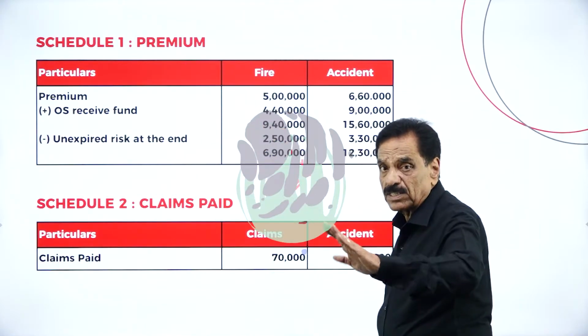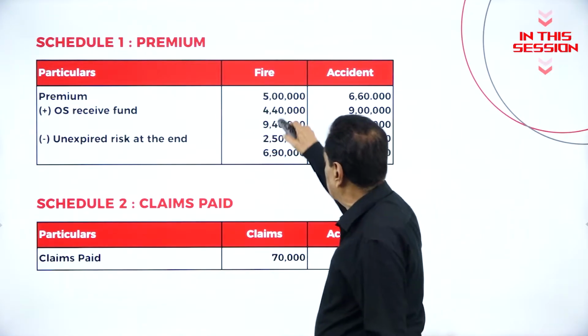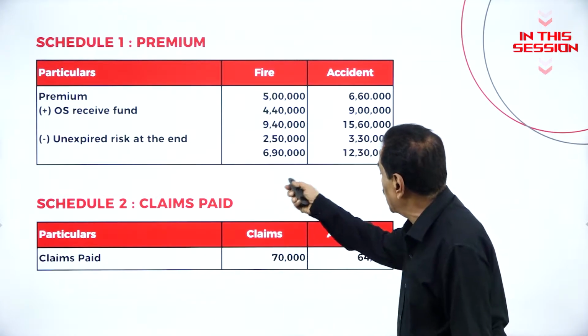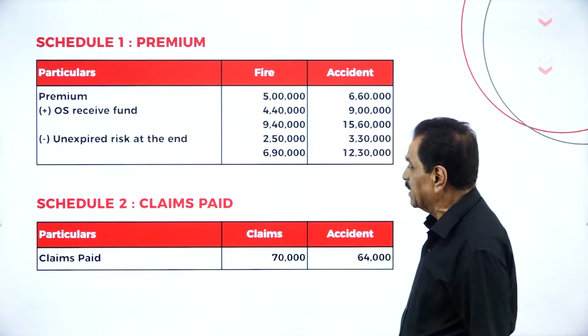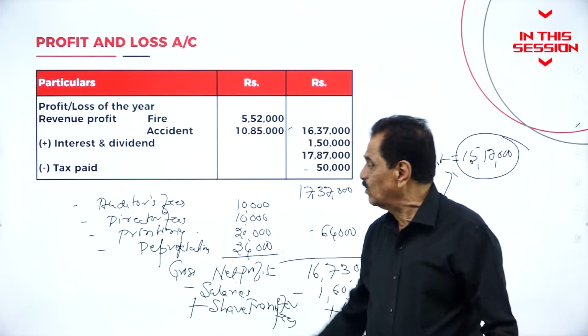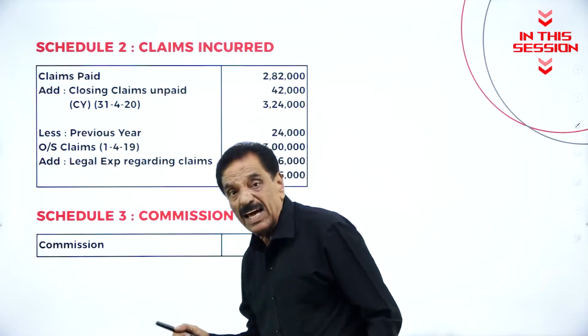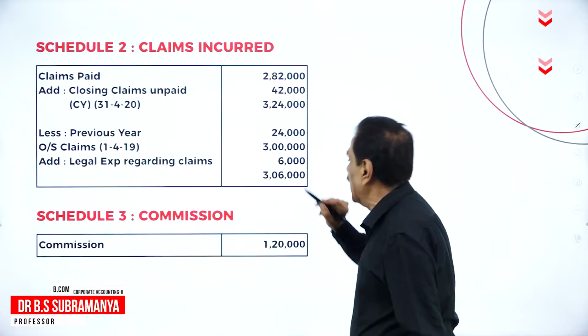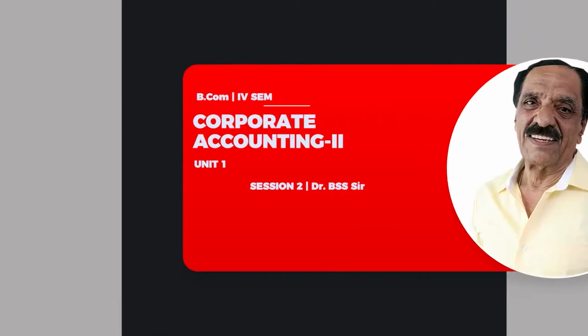Reserve for unexpired risk is 50% of the premium. 2,50,000, 3,30,000. It works out to 6,90,000, 12,30,000. In the examination, if they ask for the profit and loss account, then only you have to do this. Legal expenses regarding the claim, they say 6,000. That should be added. It becomes 3,06,000.